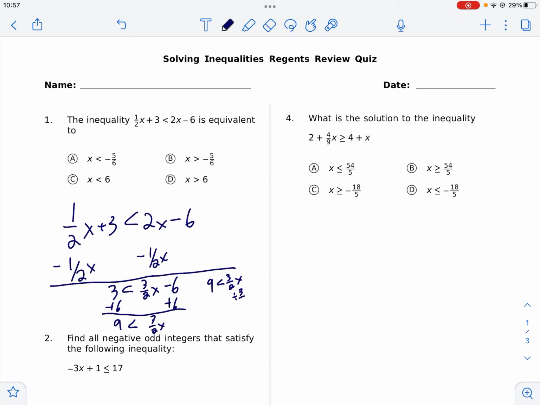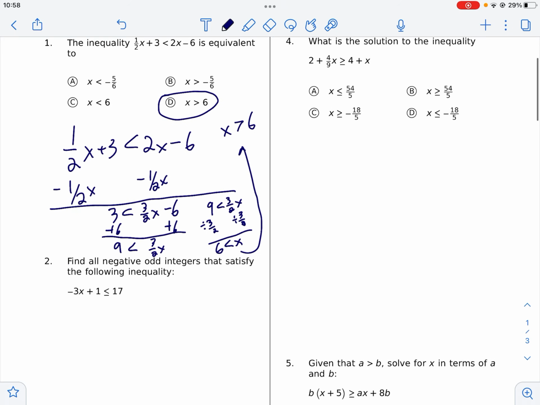If we divide both sides by 3/2, which is the same as multiplying by 2/3, we'll end up with 6 is less than x. We'll need to rearrange that with x on the left side to match up with any of the answer choices. So we can see that x is greater than 6.